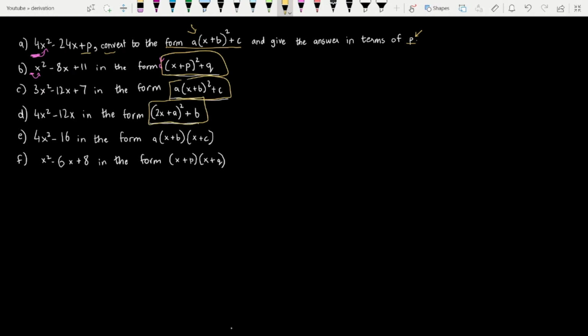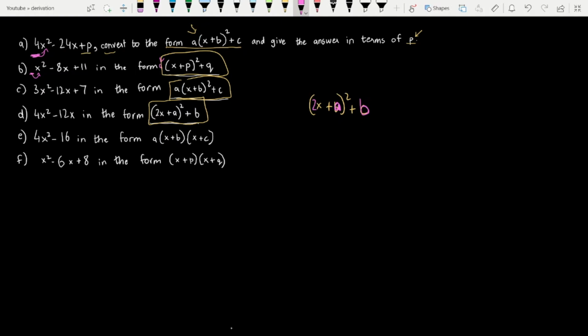Now what they've done over here is, in the normal vertex form it would maybe look something like this, a times x plus b whole squared, and then we have a plus c. So what they've done is they've removed this. They didn't write an a over here, okay? And instead, they converted this b into an a. Instead of this b, they wrote an a. And instead of that c, they wrote a b. And then they ended up getting a 2 over here.